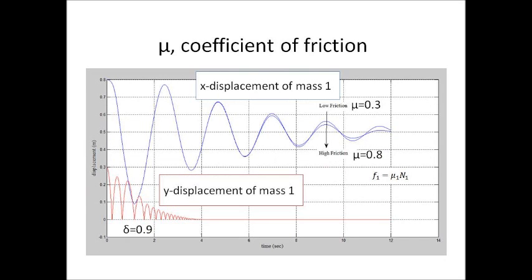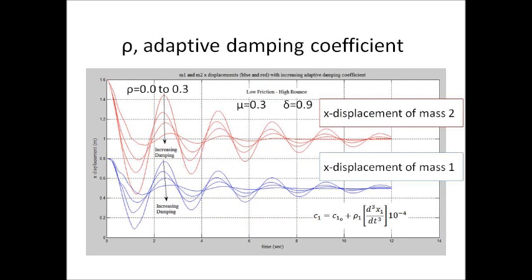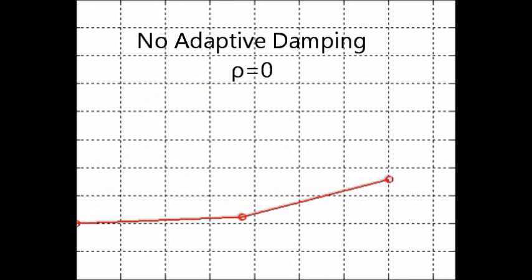The coefficient of friction is most effective when the masses are in contact with a surface. Here, for a delta of 0.5, we see a significant impact of the coefficient of friction. And finally, the adaptive damping coefficient has a sizable effect on system response as it responds to the third time derivative of the displacement. Let's look at a video where there's no adaptive damping.